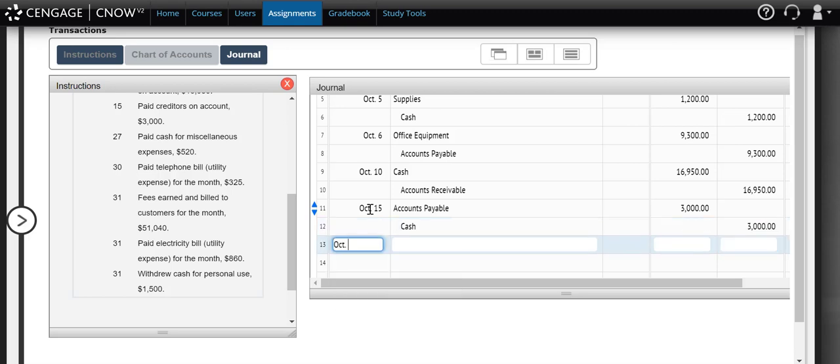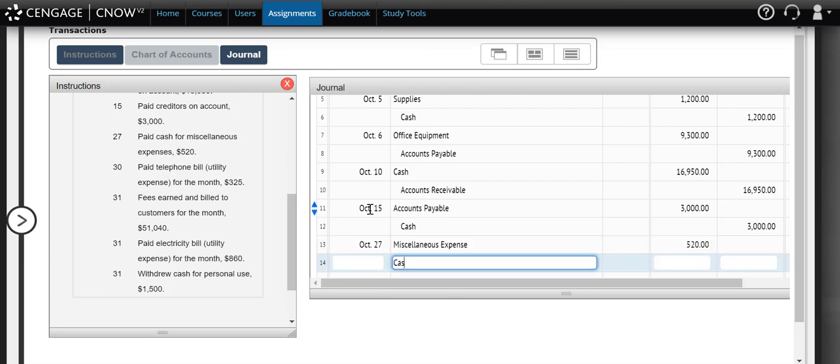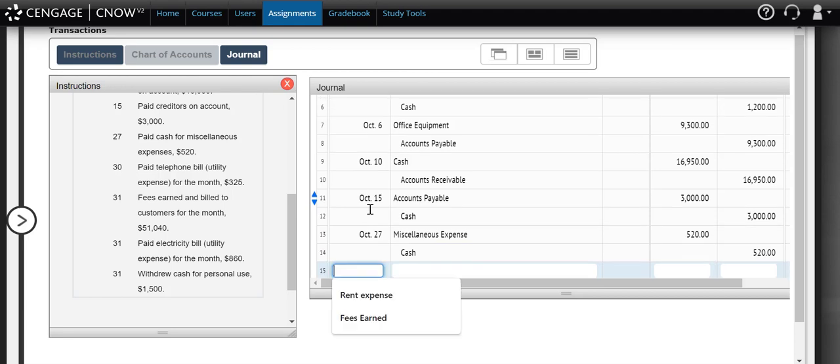On October 27th, it says that we paid cash for miscellaneous expense. So both the accounts that are going to be affected are listed there. Cash is going to decrease because we're paying it out. Miscellaneous expenses increasing. Remember, our expenses are always increasing, and therefore they are always a debit for us. So we're going to debit our miscellaneous expense for $520 and credit our cash.